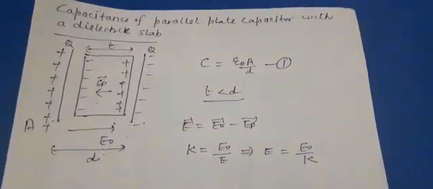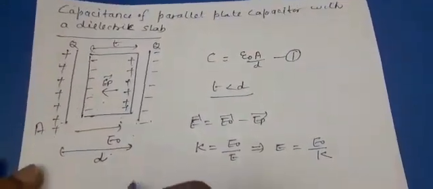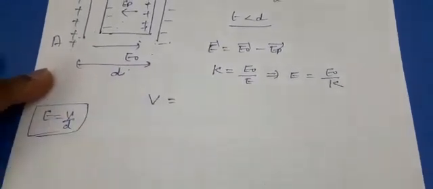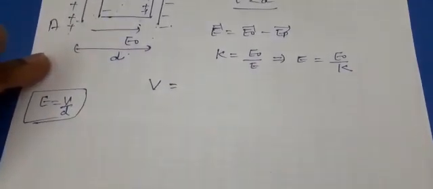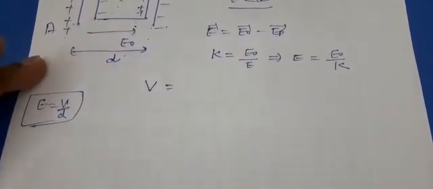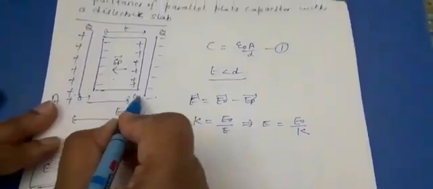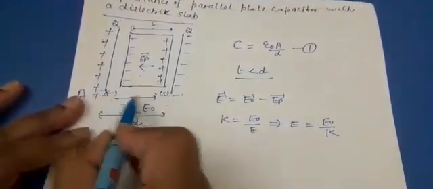So what concept should we use here further? Potential difference. We know the result that electric field is potential gradient. This concept we will use, dropping the negative sign, using only the mathematical magnitude. So here you can see in between these two regions, total distance is d.